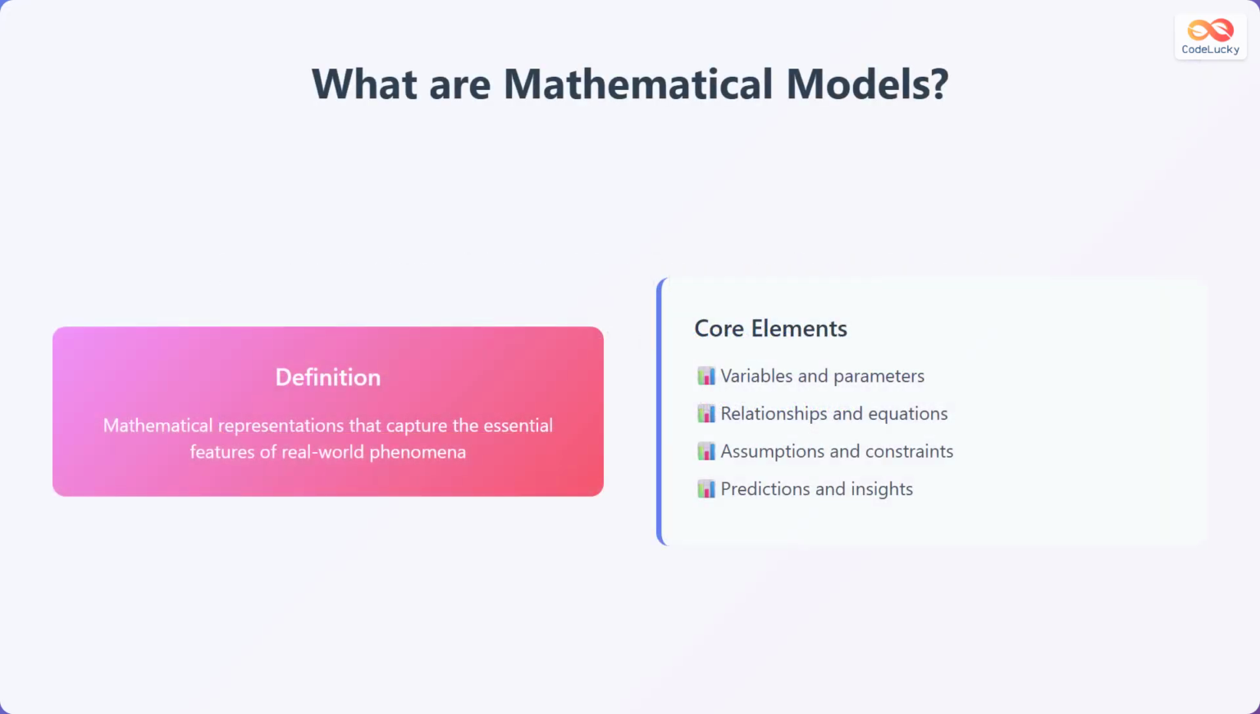So, what exactly are mathematical models? At their core, they are mathematical representations designed to capture the essential features of real-world phenomena. They're a way of using math to describe and understand the world around us. A mathematical model includes key elements such as variables, parameters, relationships, equations, assumptions, and constraints. It is helpful in making predictions and providing insights.